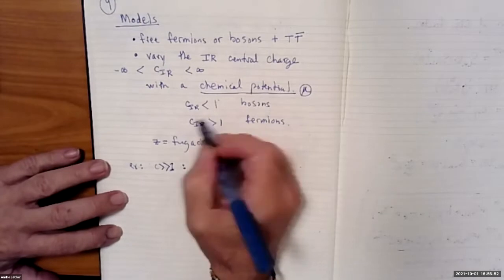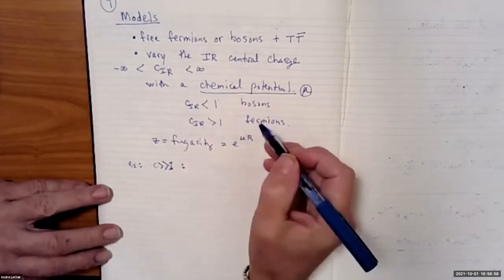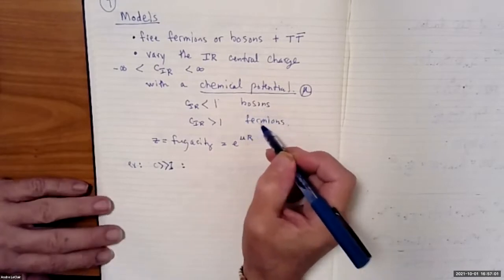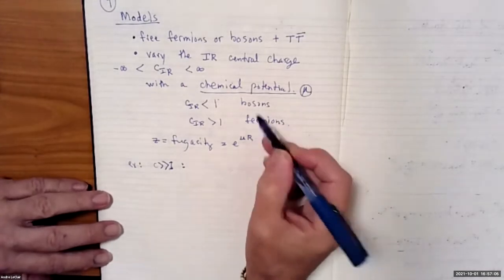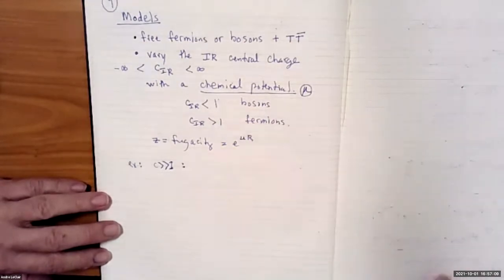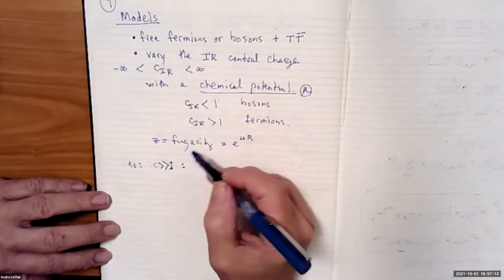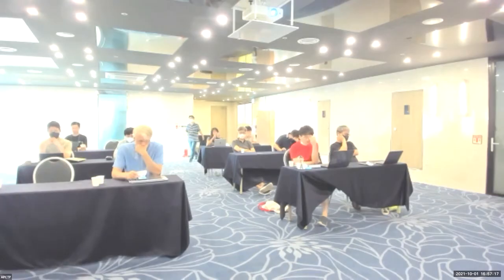For C less than 1, you need bosons. For C above 1, you have to replace the bosons with the two fermions. So the TBA differs there, but they match up at 1. And Z here is going to play a role in the TBA equation. It's just the standard fugacity, which is e to the chemical potential R.